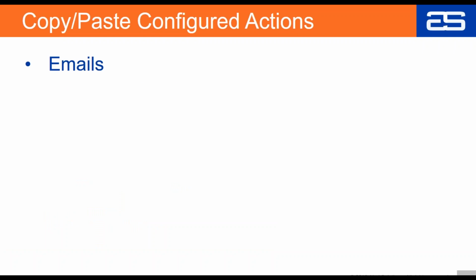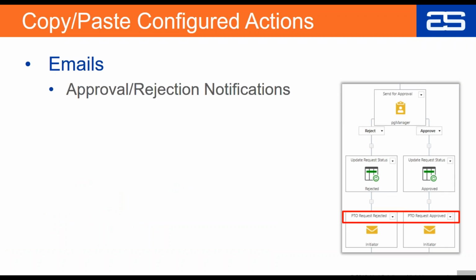So for example, emails. Let's say we've got our approval task here where we've got two options, how the manager can either approve our request or reject it. In either case, we want to send kind of a similar email notification back to the requester whether the request is approved or rejected. Now, in this case, you could simply configure one email, say the rejection notification, and then when you click on the drop down, you're going to get the option to copy that configured action.